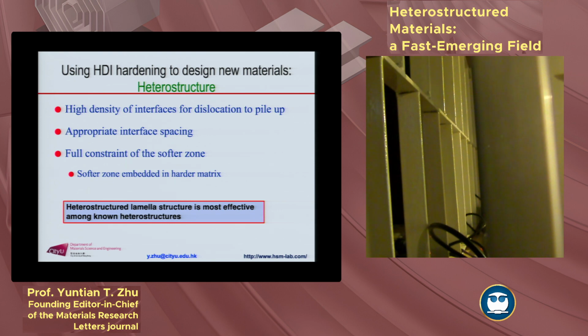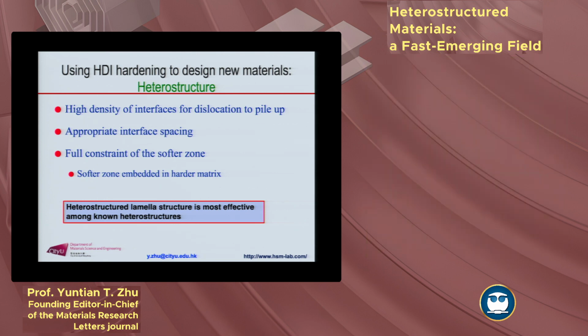Third thing is, contrary to what the textbook tells you, you want a soft zone embedded in a harder matrix, not the opposite. Conventionally, we use hard zone in the soft matrix, but now it's the opposite.